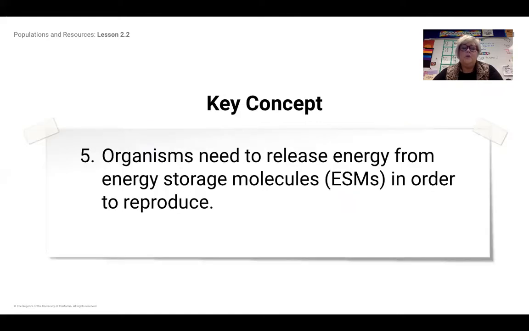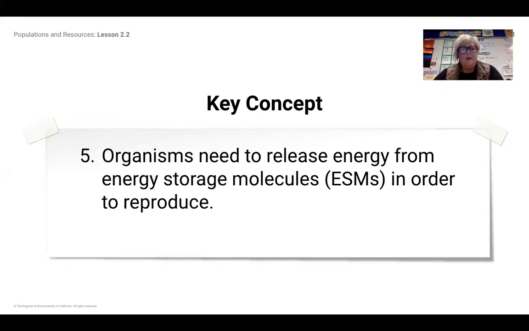Based on our reading, we've got a key concept. I want you to think about what I'm going to say before you start writing. Think about it. It totally makes sense. Organisms need, this is key concept number 5, organisms need to release energy from energy storage molecules, or ESMs, in order to reproduce.